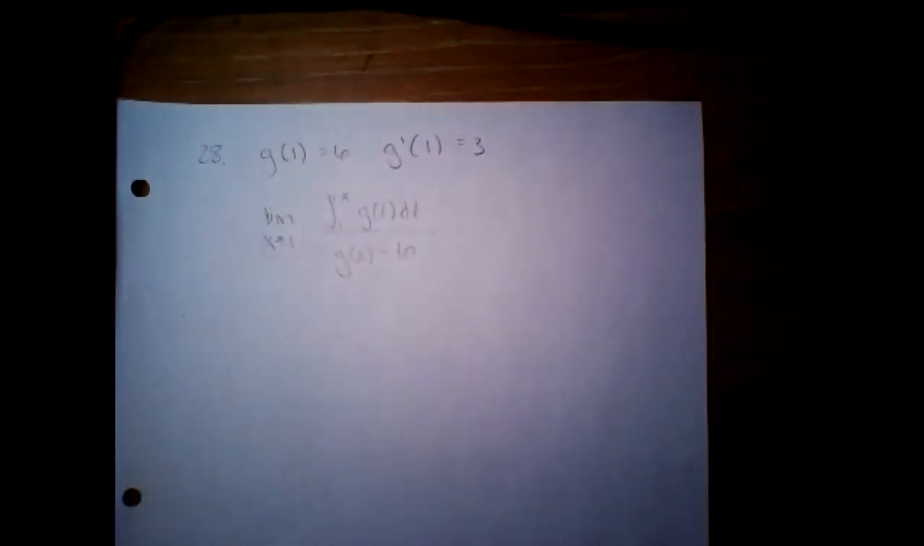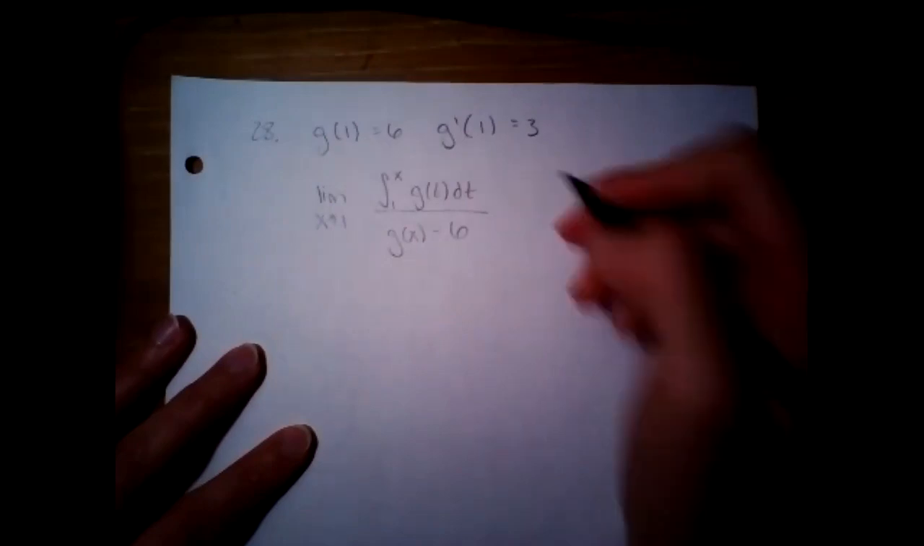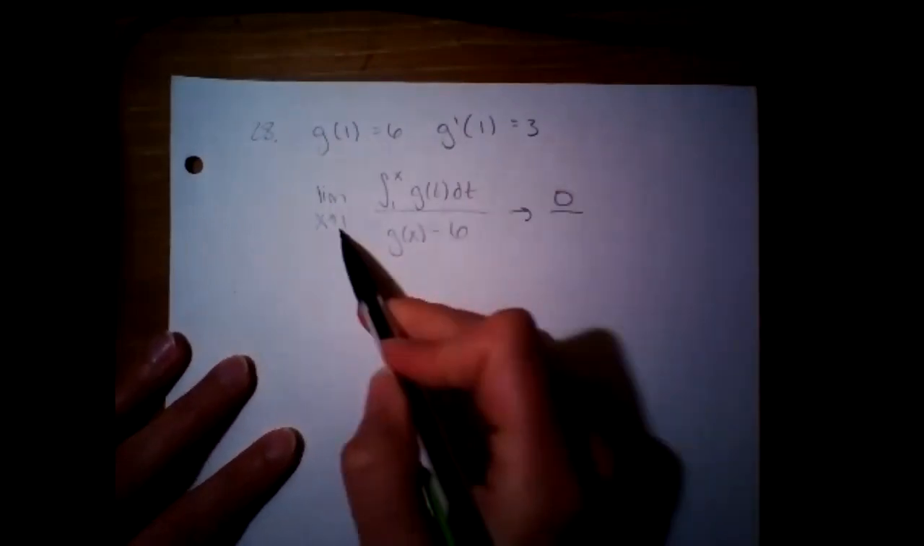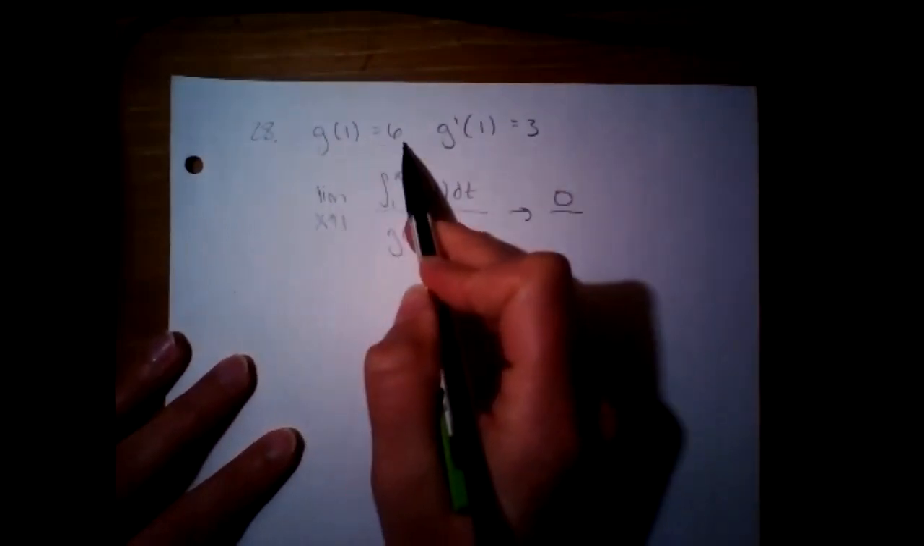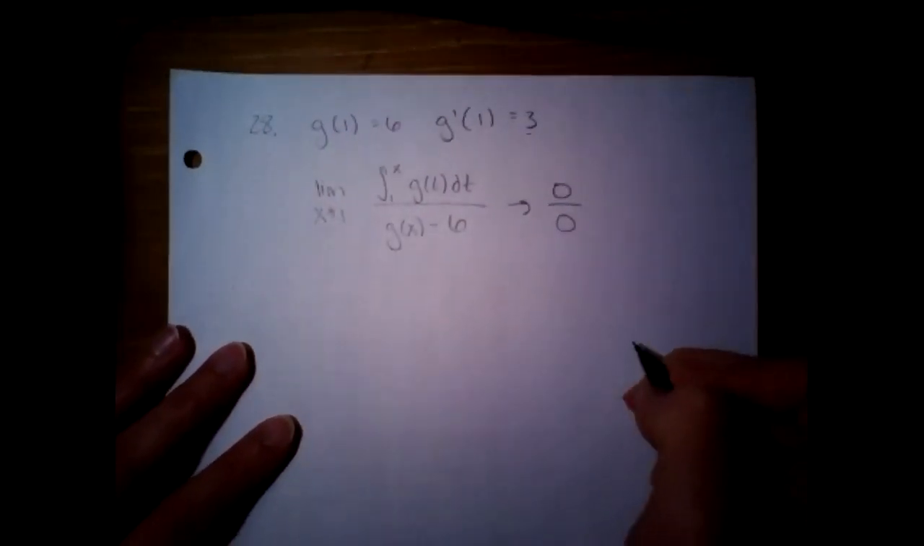All right, so we're going to plug in 1 for x, and if you plug in 1, the integral from 1 to 1 is going to be nothing, so that's 0. And then down here, they said g of 1 was 6, so you get 6 minus 6, which is 0. So this is going to be L'Hopital's rule.